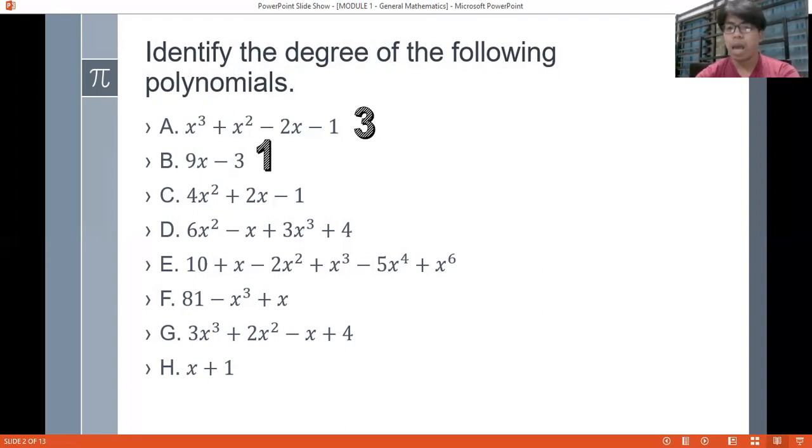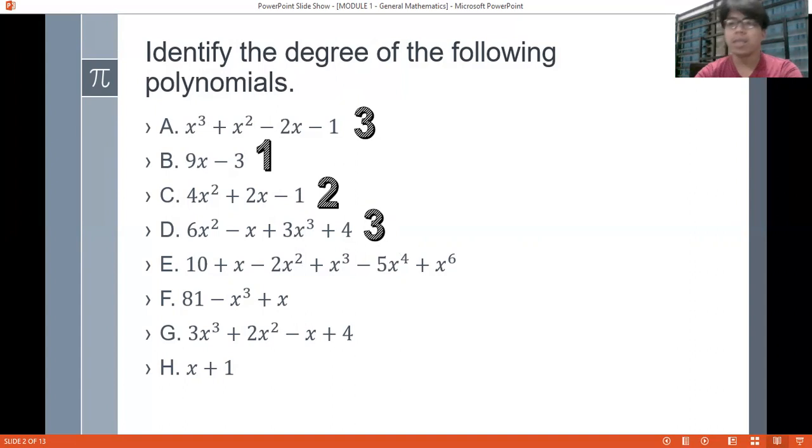Next, letter C, we have 4x squared plus 2x minus 1. That is 2. Fourth one, 6x squared minus x plus 3x cubed plus 4. That's great, that is 3. Why is it 3? Because the highest exponent that we have in this polynomial is 3. That is why this is the degree of the polynomial.